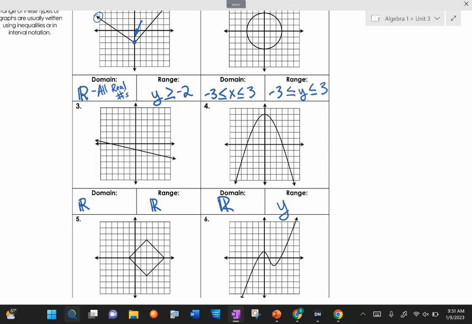Y is greater than or less than? If we're saying greater than, then we're saying that 5 is the highest, not the lowest. Or the lowest, not the highest. So y is less than or equal to 5. Please try number 5 and number 6.